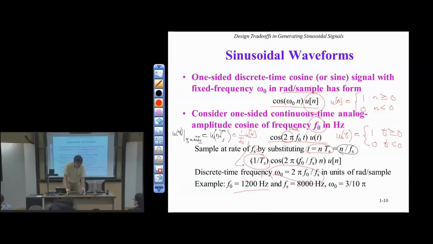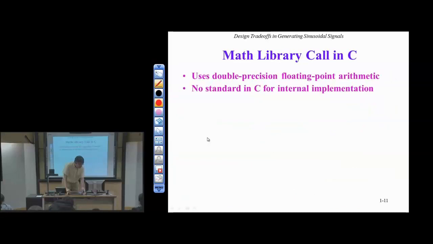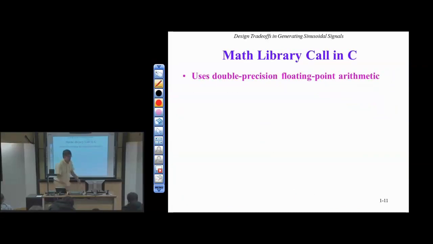All right, so let's go through some ways to generate the amplitude values. The first one, the first thing I would think of, is to use the cmath library. The cmath library has a cosine function, cos, in it. It has sin for the sine function. Straightforward math library call. Now, there are some downsides. The math library call in C uses double precision floating point arithmetic. On your processor in lab, which is a 32-bit processor, single precision, the data type float in C is 32 bits.